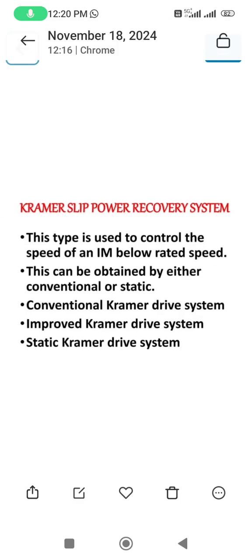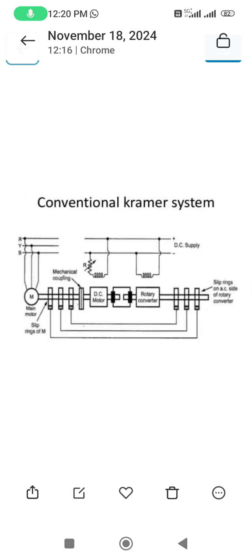Now we can see the Kramer's slip power recovery system. This is used to control the speed of an induction motor below the rated speed. This can be obtained either by the conventional method or by using static devices, so conventional Kramer or improved Kramer, and static Kramer. This is the conventional Kramer system. Here you are using an ordinary rotary converter, not static devices, so we call that the conventional one.